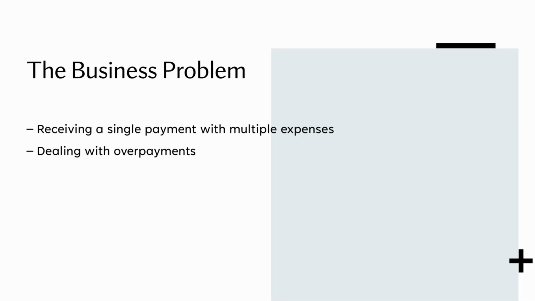So I'm gonna start here with the business problem. Receiving a single payment with multiple expenses. And we want to make sure it gets allocated correctly, so the accounting is proper, and we know how much we charge, and the client knows how much was charged for those particular services.